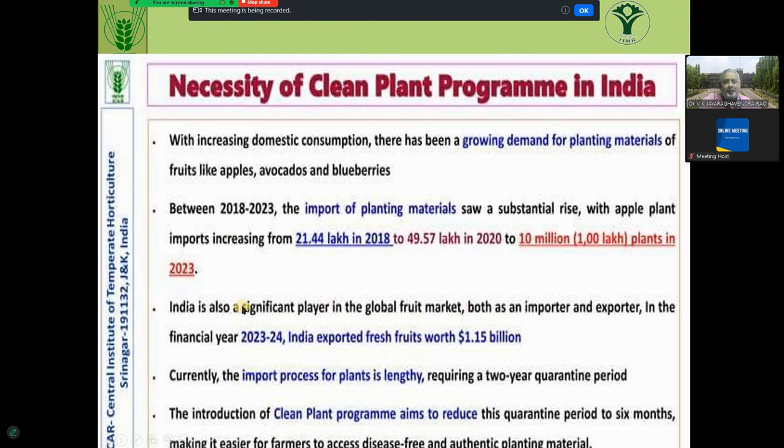Apple plant imports are increasing, dragon fruit is increasing, butter fruit is increasing. Therefore, there is a growing demand for planting materials, especially apple, avocados and blueberries. Blueberry jam, I think most of you must have eaten, and it's a very, very tasty thing. And this is what people in the cities are demanding. So the clean plant program is aiming to reduce this quarantine period to 6 months and make it easier for farmers to access disease-free and authentic planting material.